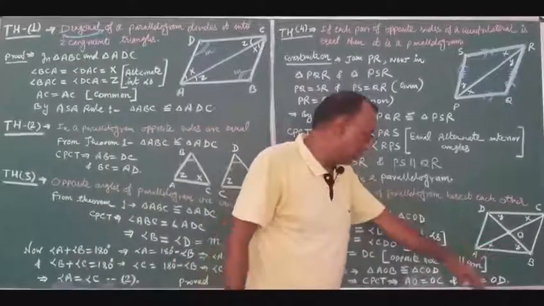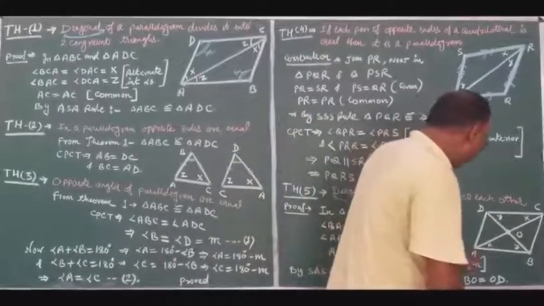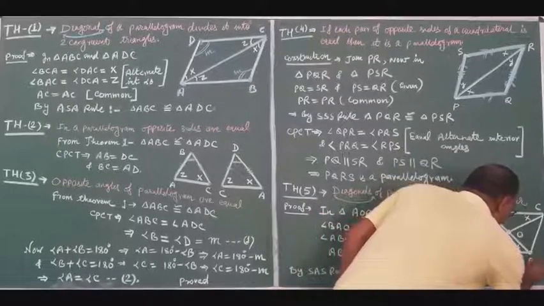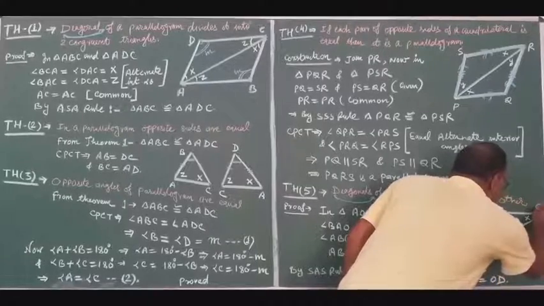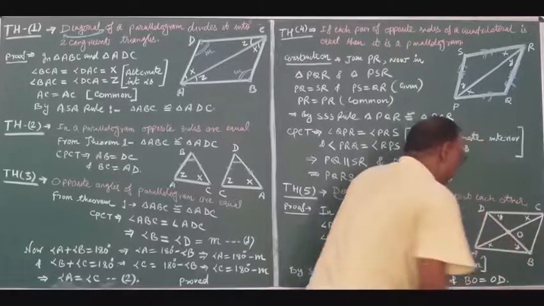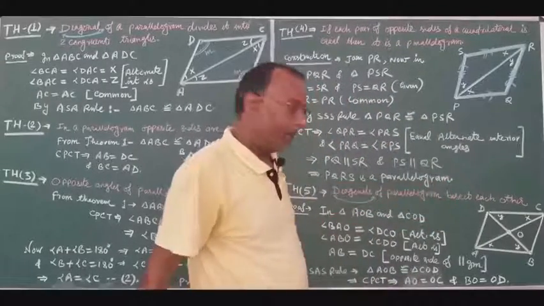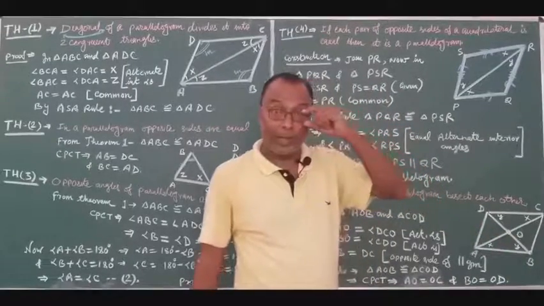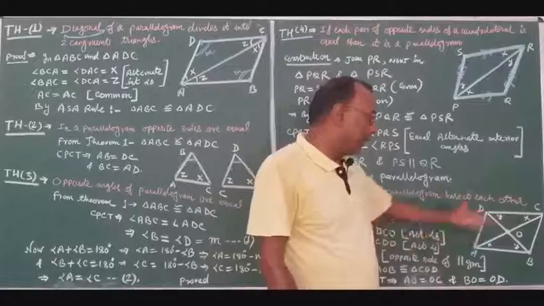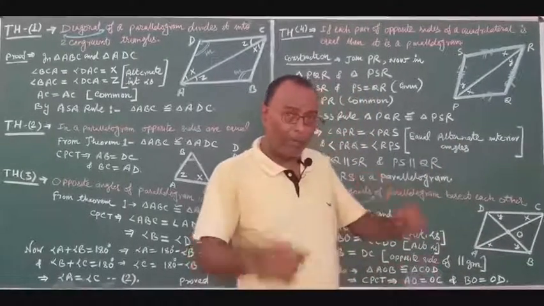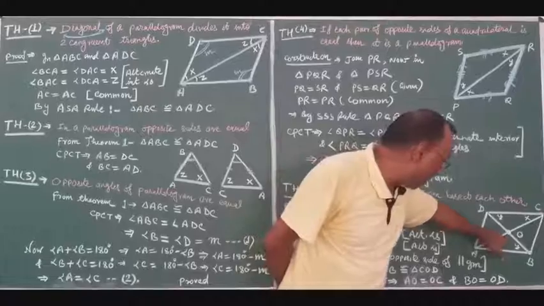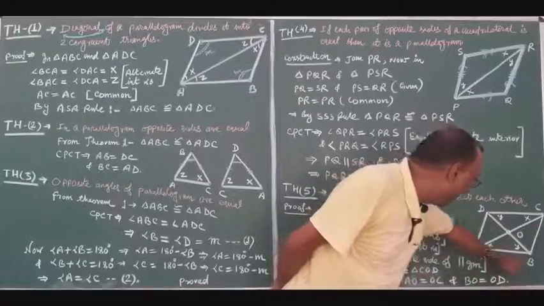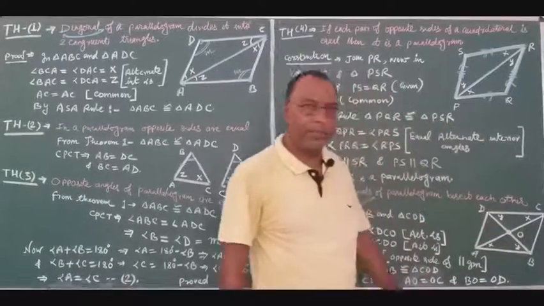So suppose this is the parallelogram ABCD. This is A, B, C, D. Join its diagonals, so AC and BD. AC and BD are its two diagonals which are intersecting at point O. We have to prove that the diagonals bisect each other. It means what we have to prove? This AO is equal to OC, and BO and OD should be equal. This we have to prove.